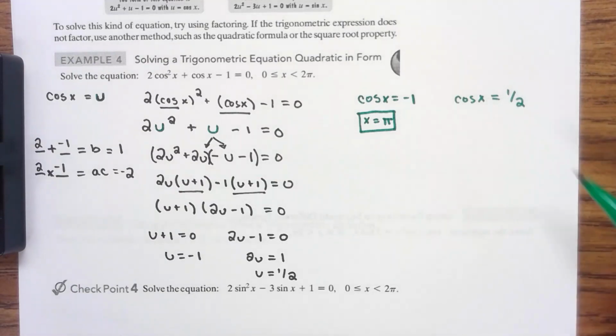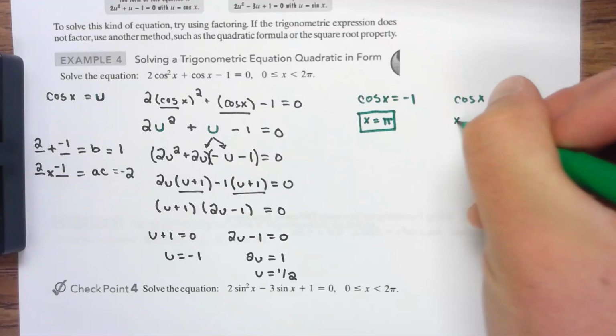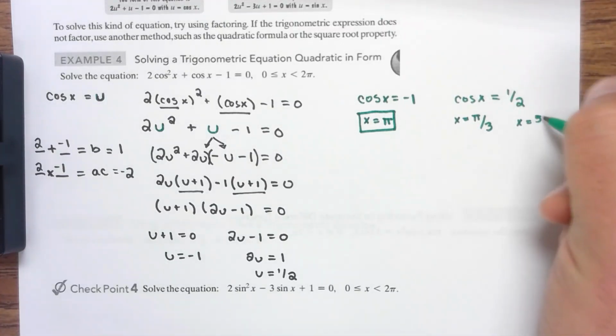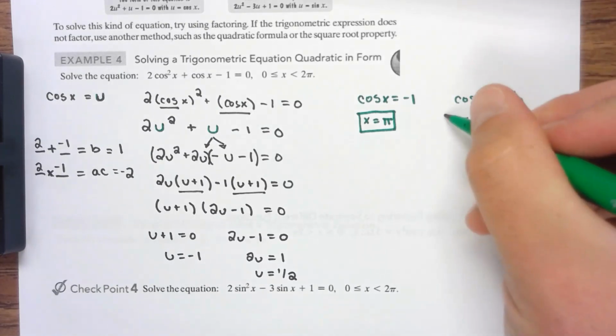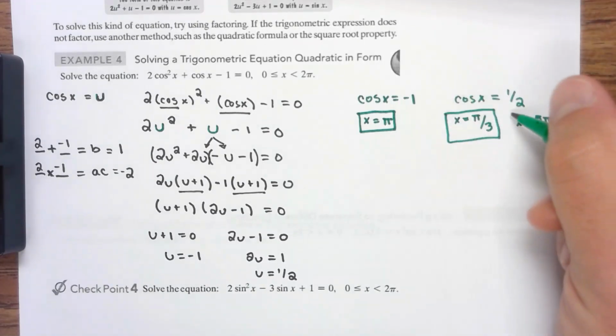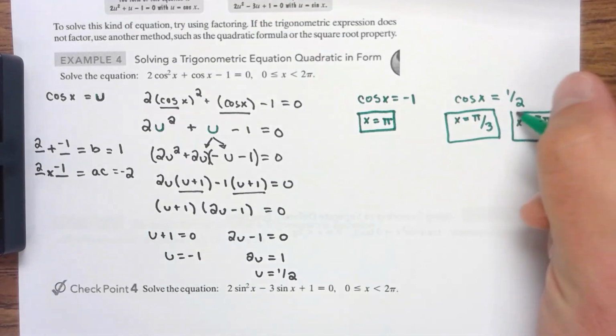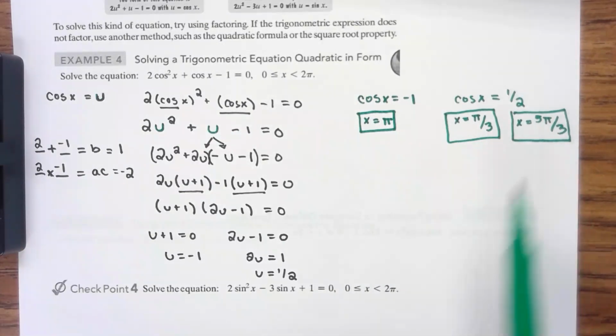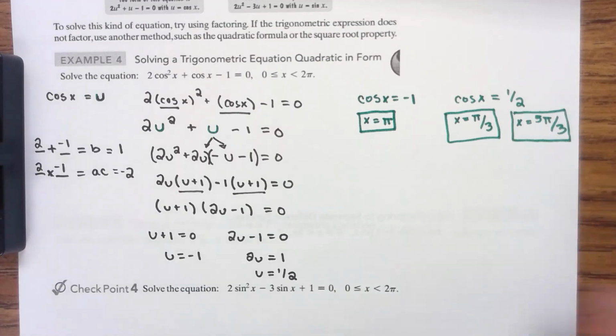So then where do I see cosine of x equal to 1/2 at? I see that at pi over 3, and I see it again at 5 pi over 3. And same thing as before. Yes, there's 2 pi n attached to those if we're describing all the solutions, but we're just describing the solutions between 0 and 2 pi. So these three angles are the only angles between 0 and 2 pi that would make this equation true.